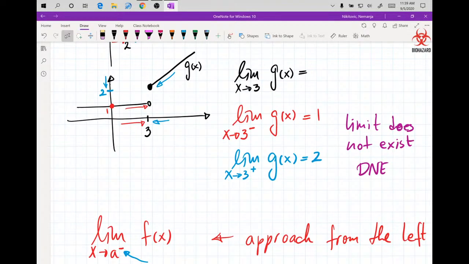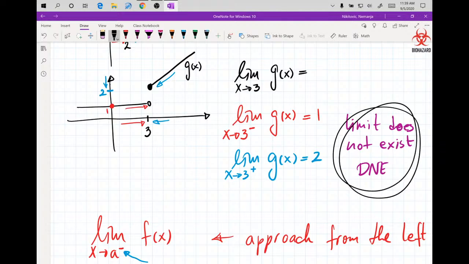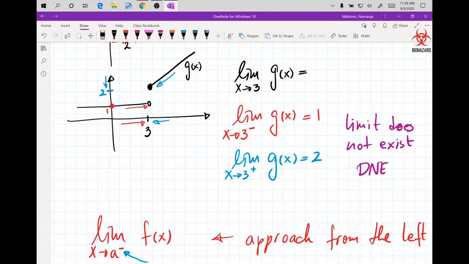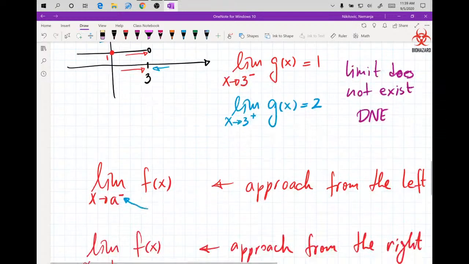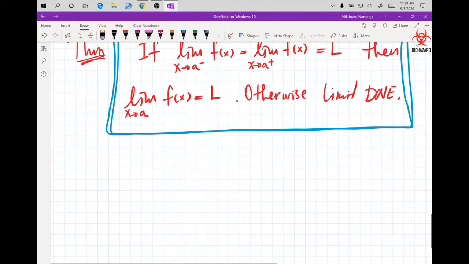They don't agree in this piecewise function because your limit does not exist. The function value at 3 is 2. It's right here where this dot is, where the closed value is. So they are not necessarily the same. Let's take a look at another example.